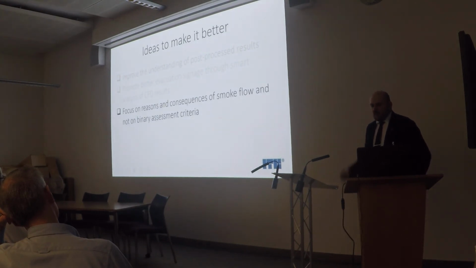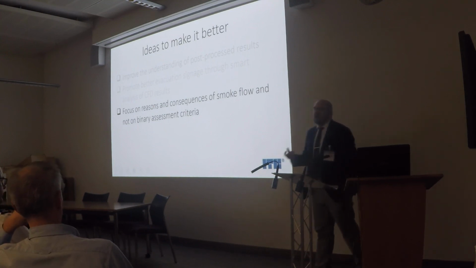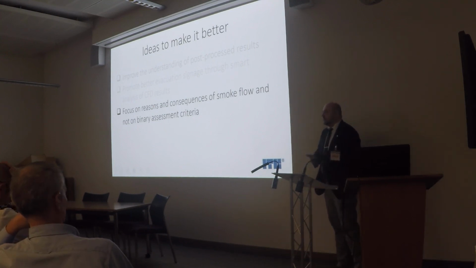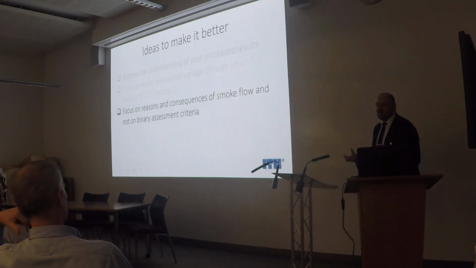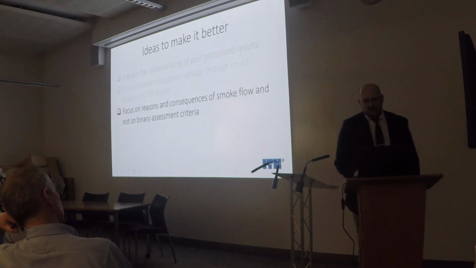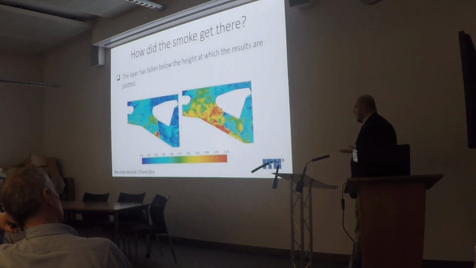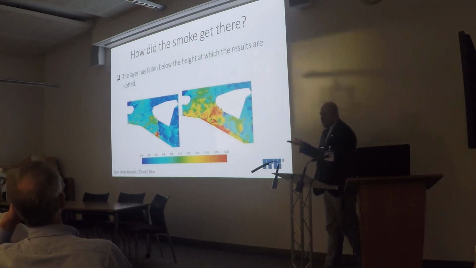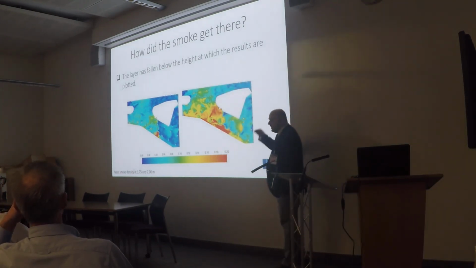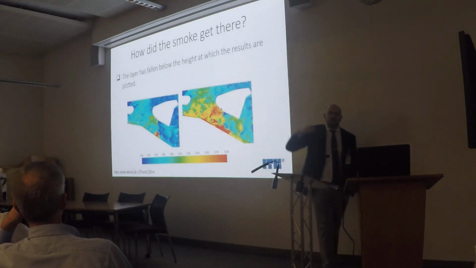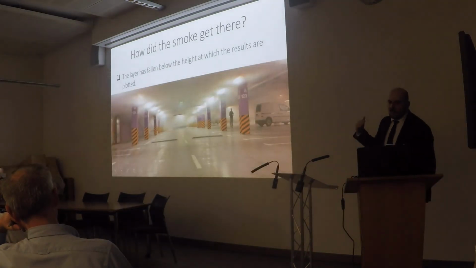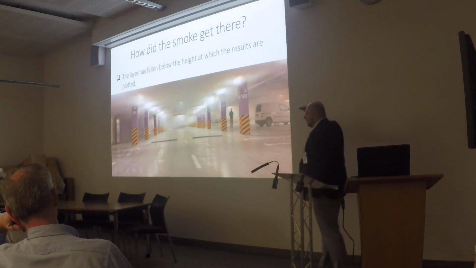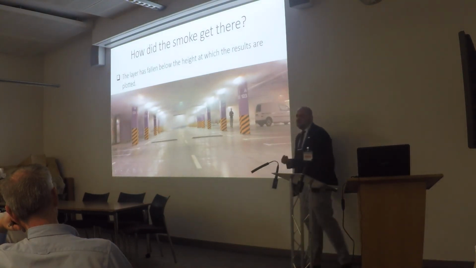Now, third thing. I really hate the visibility criteria for the fact that it is a binary criteria. I'm often asked, was this criteria breached? Yes or no? It's a complex three-dimensional flow. It's not a yes or no answer. If you have your plot level a little below or a little above the smoke layer interface height, you will have two completely different values. And if your smoke layer falls below a given height, is this a problem with visibility?